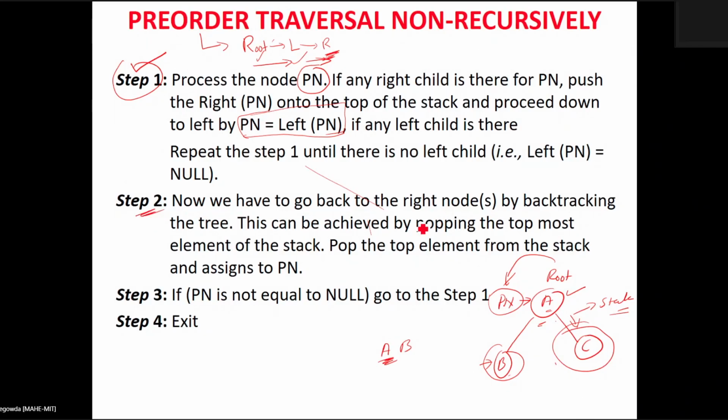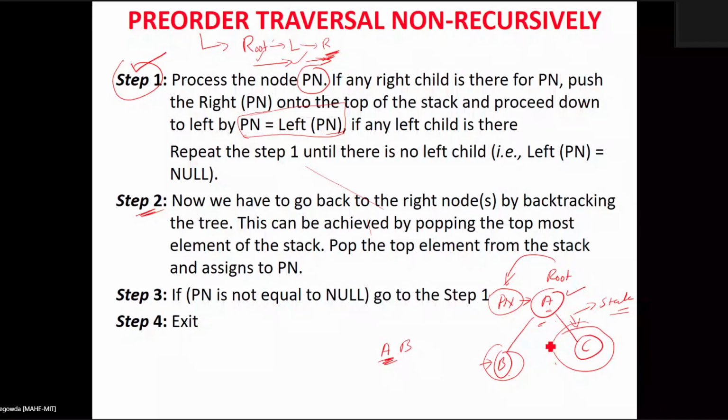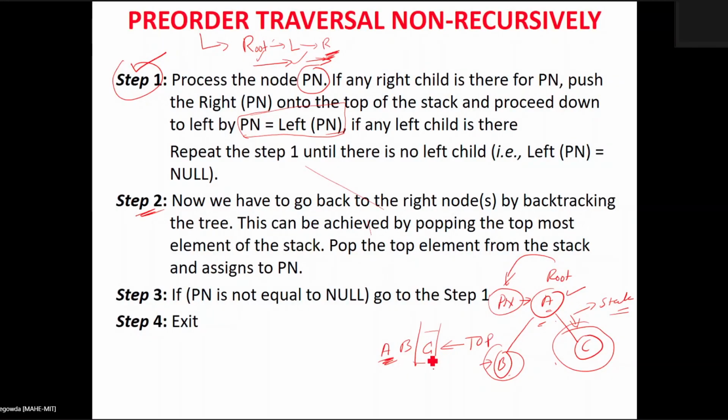Now we have to go back to the right node by backtracking the tree. This can be achieved by popping, or taking out, the topmost element of the stack. Since I have taken only a 3-node tree here, my stack has the address of C only, so my top is pointing to this. I am going to retrieve it. Then I am going to process that value. Then I am going back to step 1 itself.